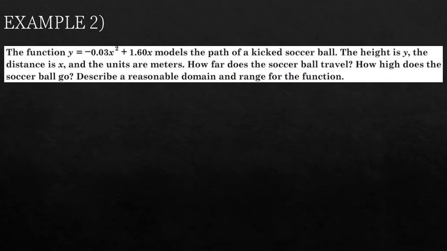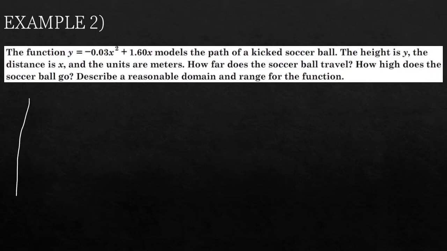All right, example number 2, we have the function y equals negative 3/100 x squared plus 1 and 6/10 x models the path of a kicked soccer ball. The height is y, the distance is x, and the units are meters. How far does the soccer ball travel? How high does the soccer ball go? Describe reasonable domain and range for the function.